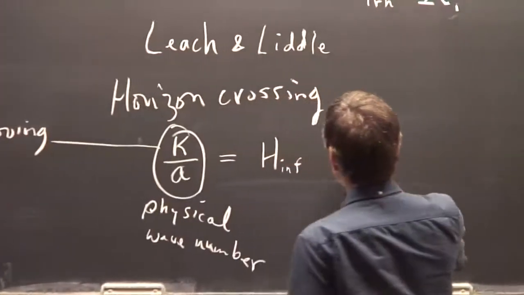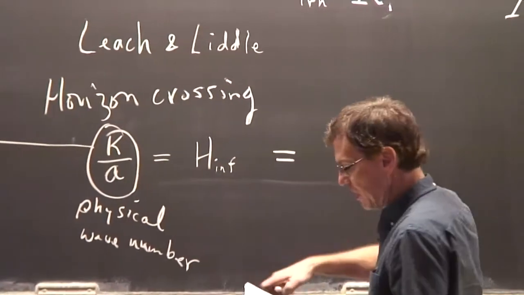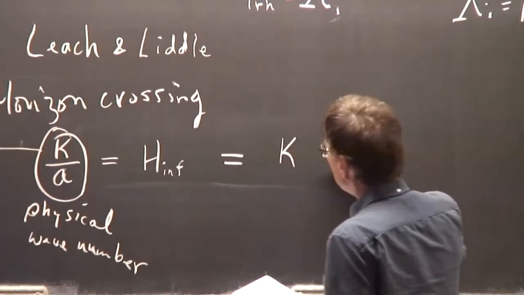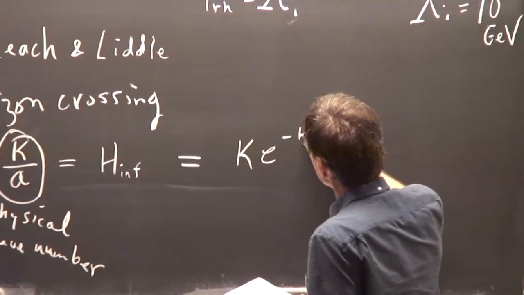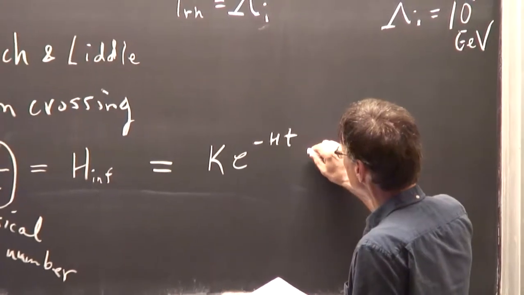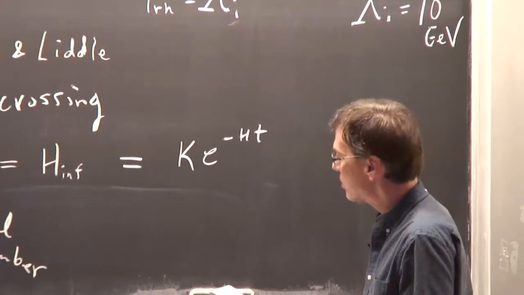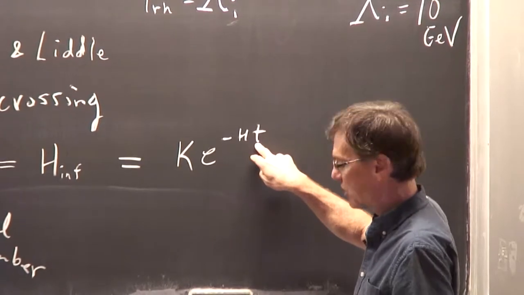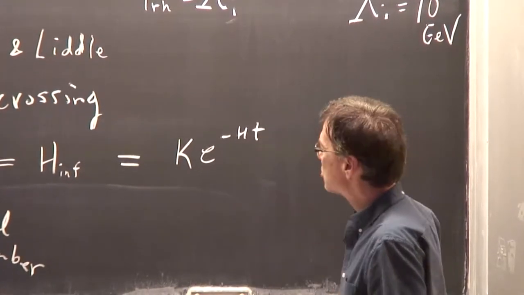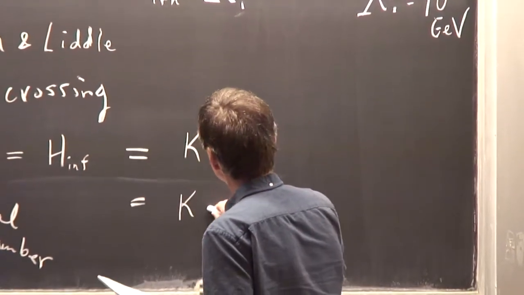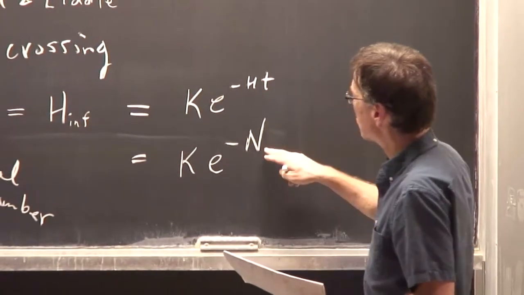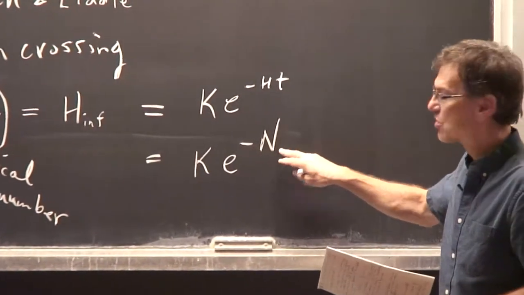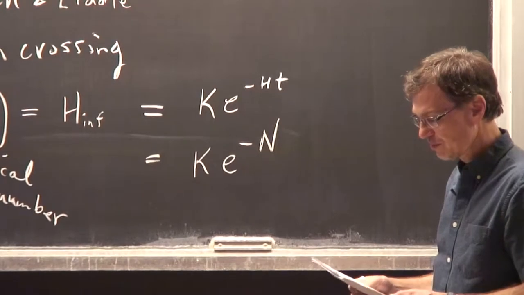And then, mathematically, since during inflation a is e to the minus Ht, we can relate this to the time of horizon crossing. Or, usually more conveniently, we can relate it to a number of e-foldings at horizon crossing.